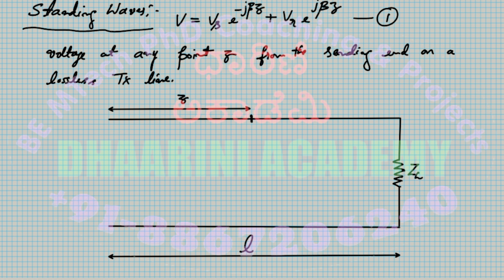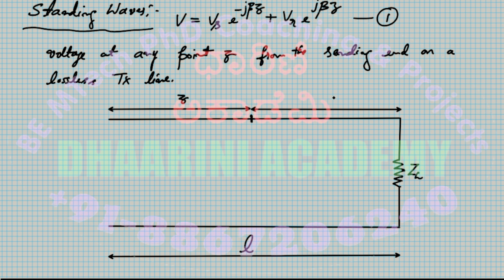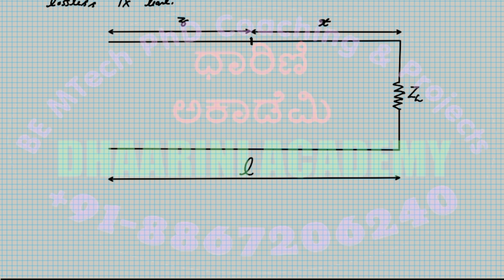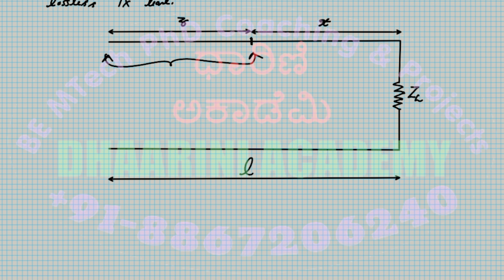Now the remaining length will be the distance of the point from the load. Let me denote that as X. Now I can replace this Z in terms of l and X. The equation cannot be changed: once I say that I'm measuring Z, I have to represent this in my equation. It has to be Z, but you can definitely bring other variables in for this location.